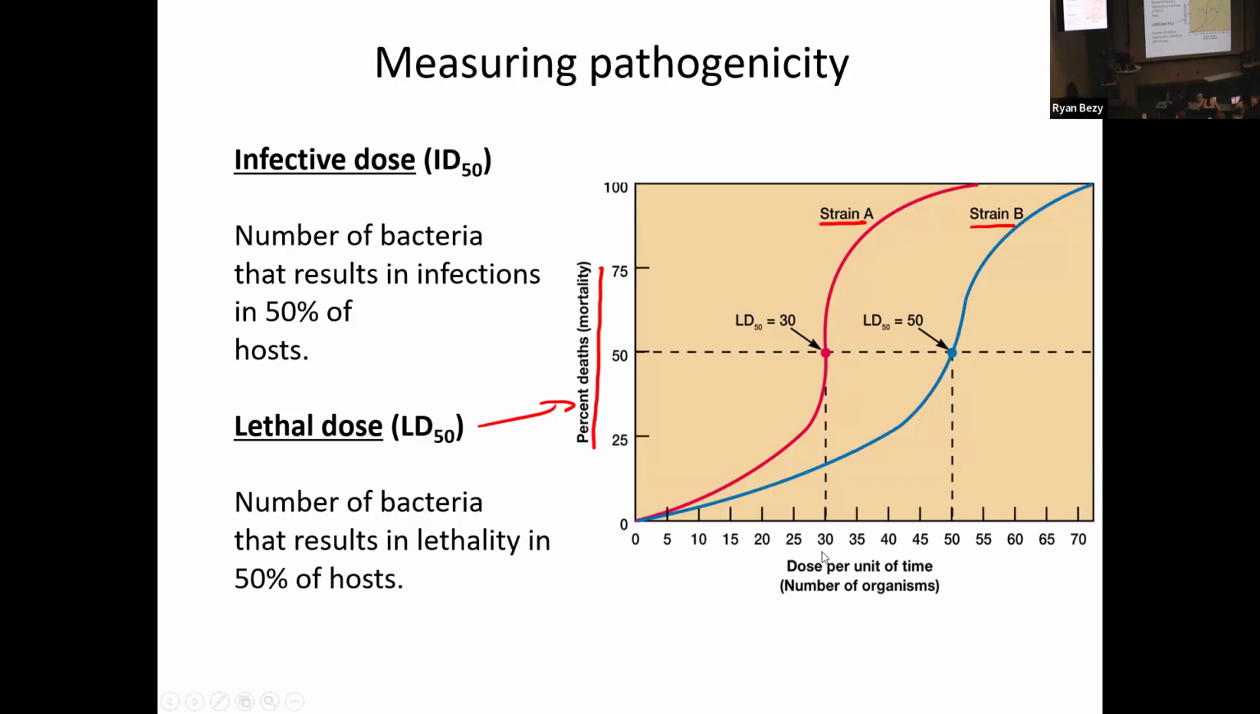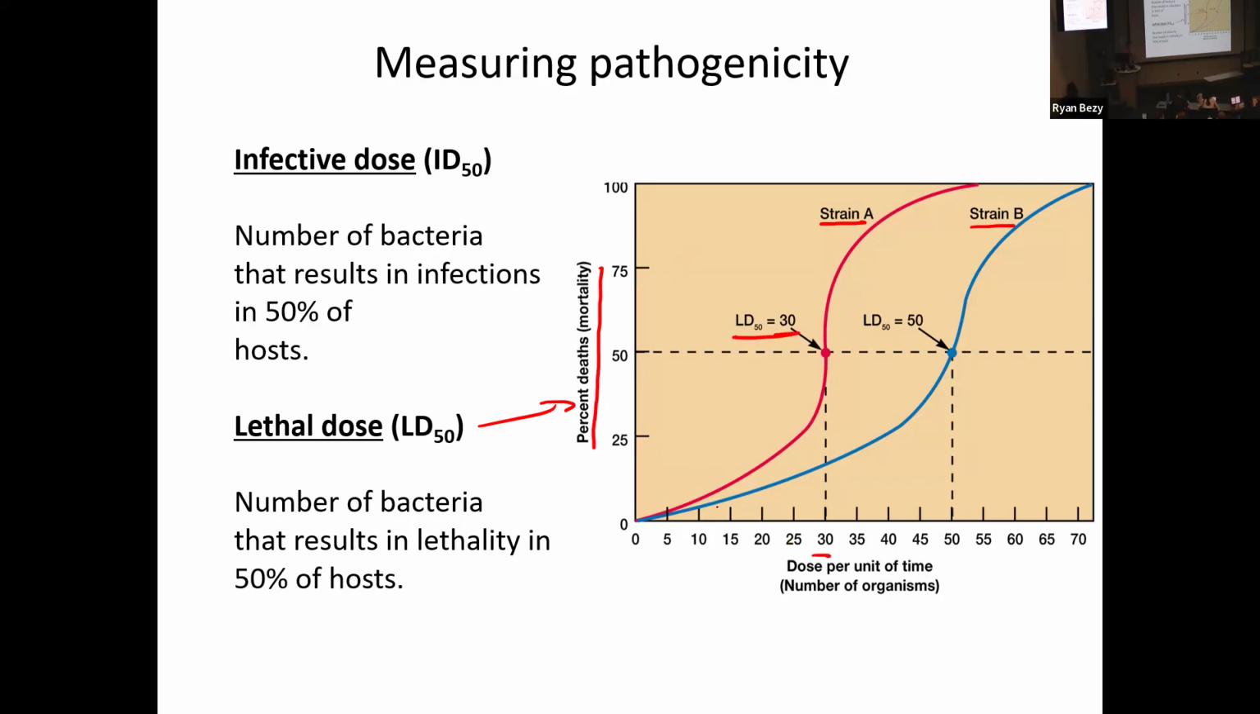And what I find is, on average, if I put 30 pathogens into a mouse, 50% of the time that mouse dies if I put in a dosage of 30 of strain A. So if I infect them with 30 cells of that strain A pathogen, 50% of the time they die. That would be my LD50. In this case, my LD50 for strain A is 30.